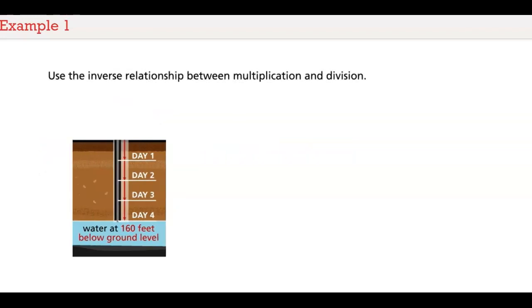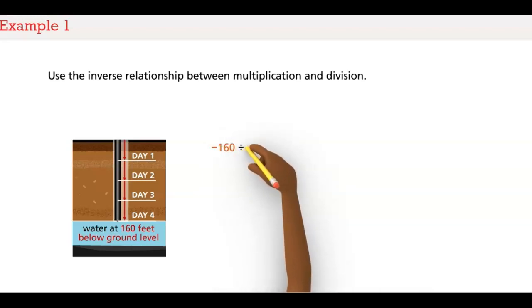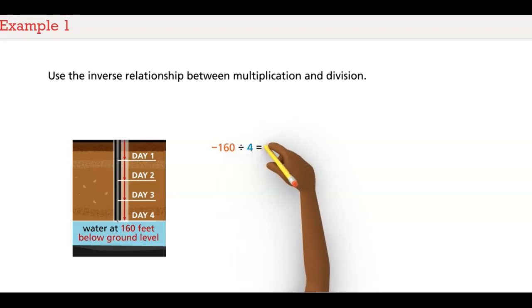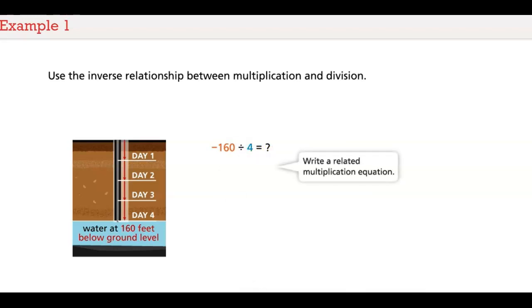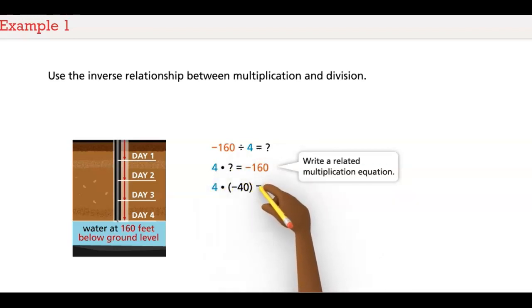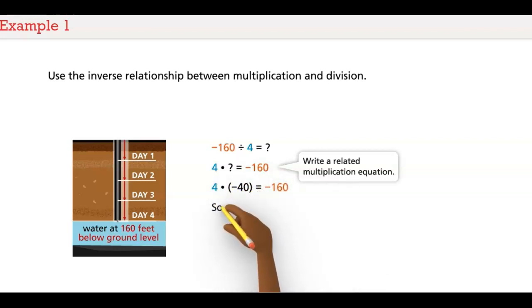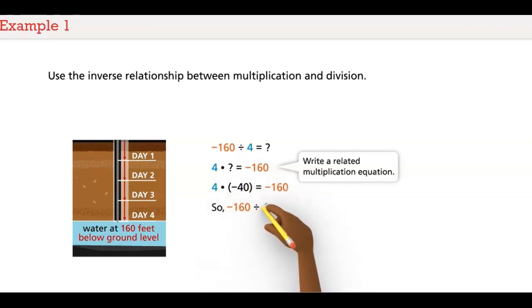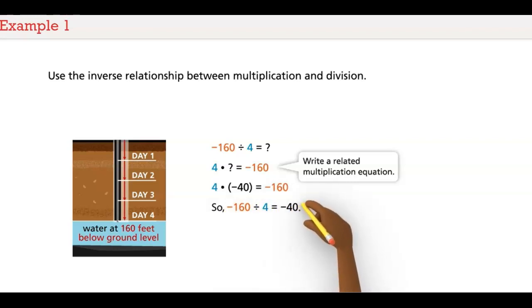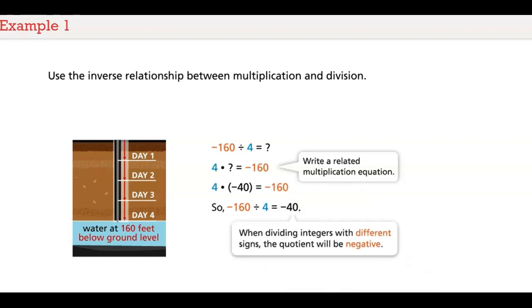You can also use the inverse relationship between multiplication and division to solve this problem. Negative 160 divided by 4 is equal to an unknown quotient. Now, write a related multiplication equation. 4 times what number is equal to negative 160? 4 times negative 40 is equal to negative 160. So, negative 160 divided by 4 equals negative 40. Notice that dividing integers with different signs gives a negative quotient.